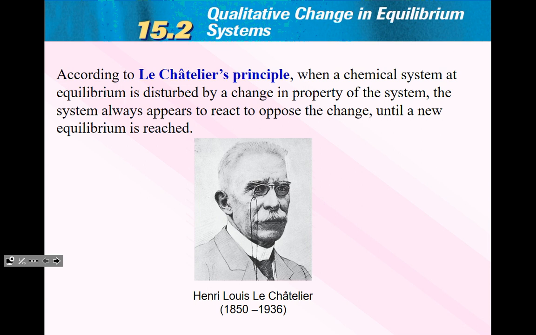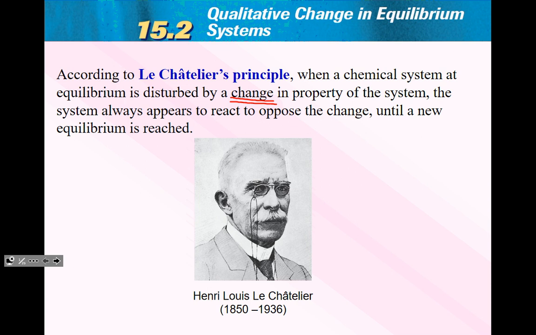Okay, so according to Le Chatelier's principle, when a chemical system in equilibrium is disturbed by a change in property of the system, so there's a change in the system. The change in the system could be various things. It could be a change of concentration of the reactants or the products. It could be a change in temperature, and it could be a change in pressure. So we're going to talk about all of those changes and what happens when we apply those changes.